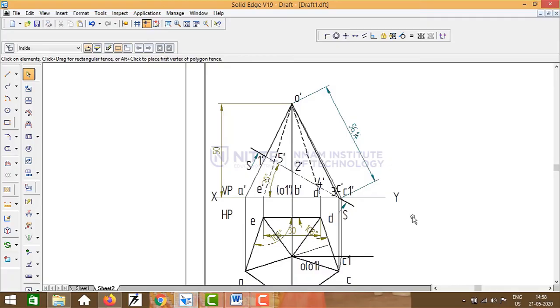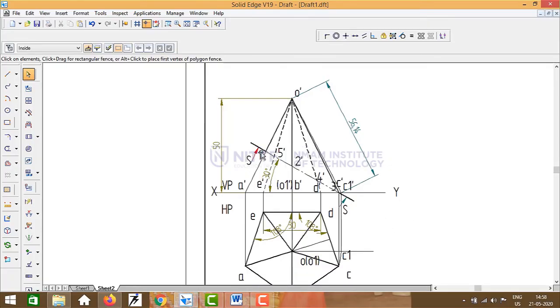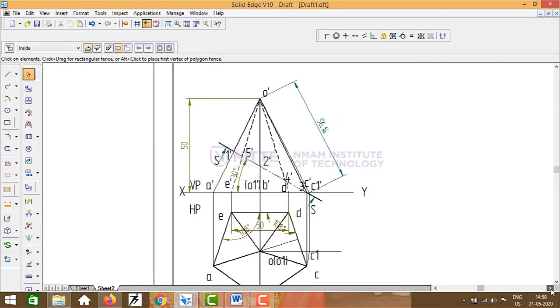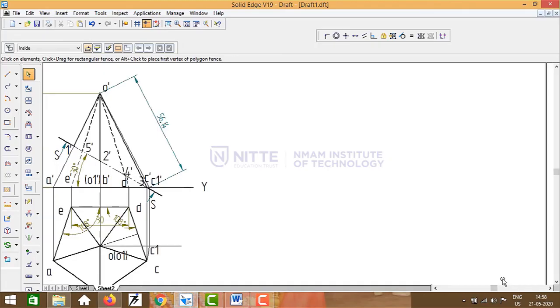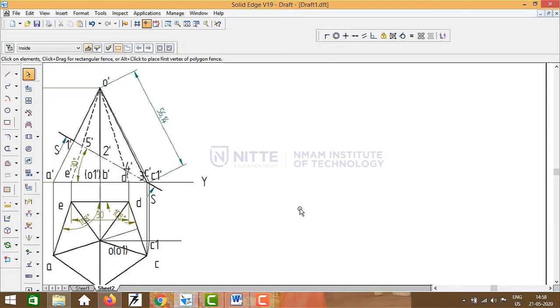Now all these 1 dash, 2 dash, 3 dash, 4 dash, 5 dash are not the true length with respect to O dash on the slant edges. So when you go for the development, you need to transfer them to the true length line. Okay, so that we will do later. Now let us go for the construction of the total pyramid, that is the pentagonal pyramid development. Okay, so 56.14 is the true length of the slant edge.